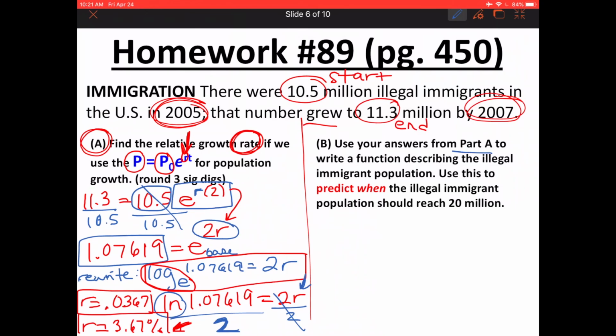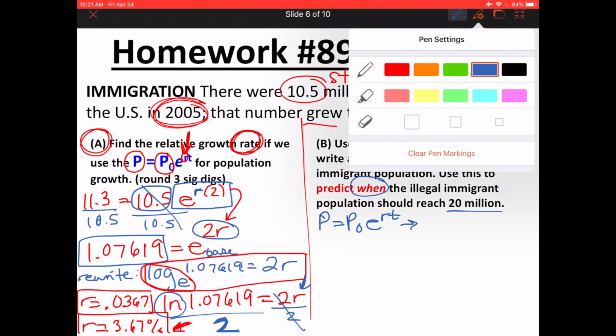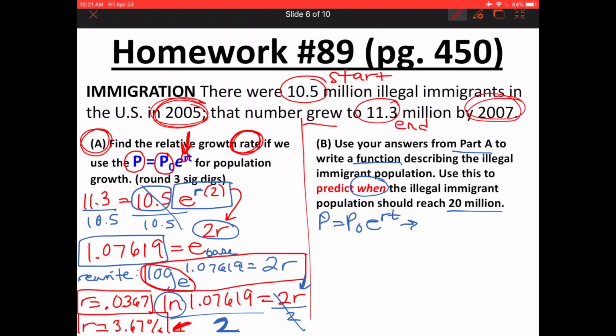Now let's go to part B. Use your answer from part A to write a function describing the illegal immigrant population. Use this to predict when the illegal immigrant population should reach 20 million. So basically, this is my equation, the P equals P sub 0 e to the RT. I'm just going to plug in what I know from part A.